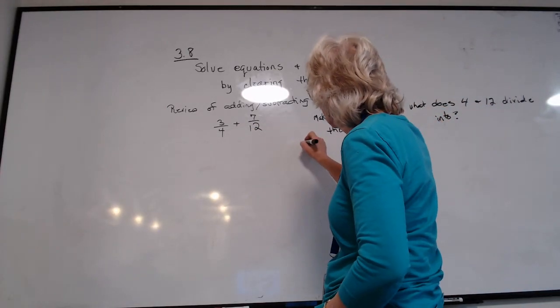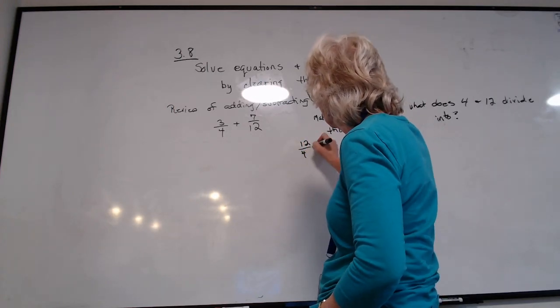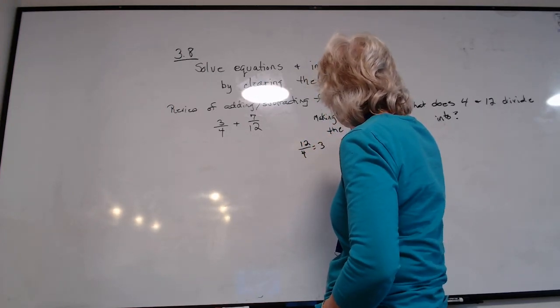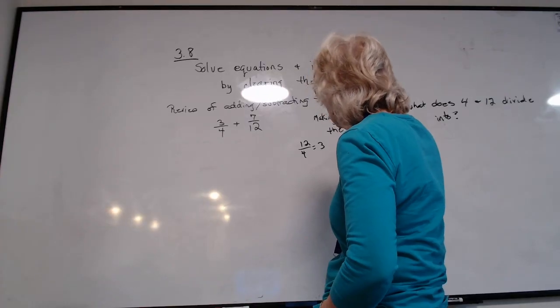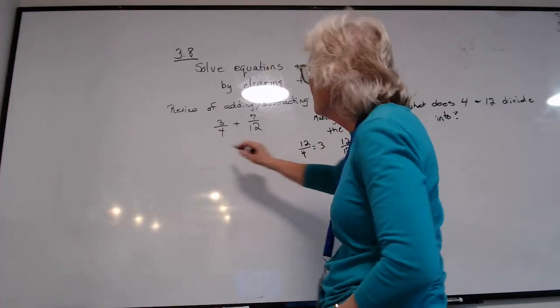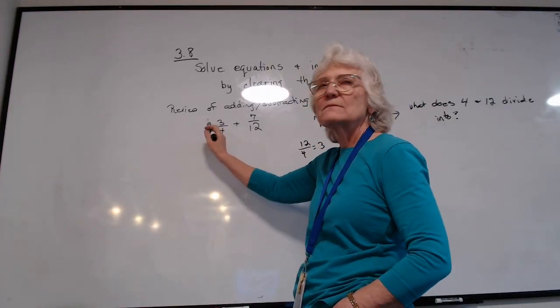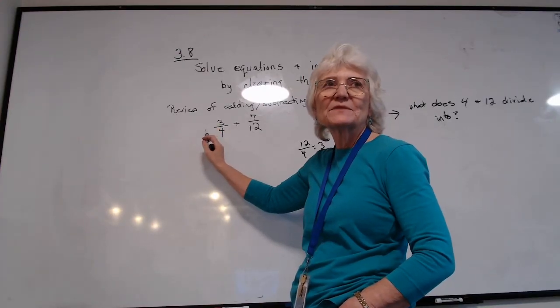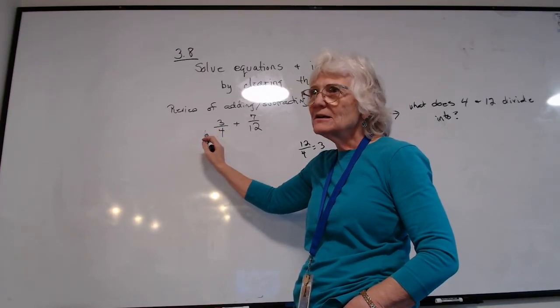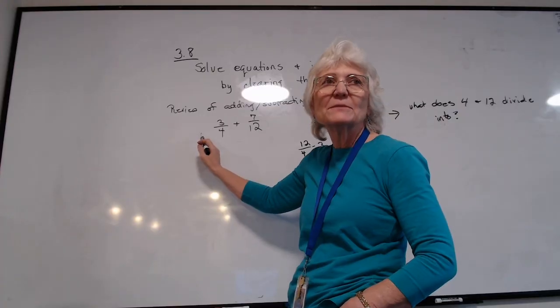So you can check it. 12 divided by 4 is 3. 12 divided by 12 is 1. So that means I would multiply this by 3 and 3. Okay, now we're not going to do that part, but that's how I get our common denominator.